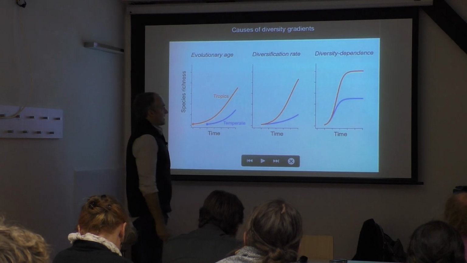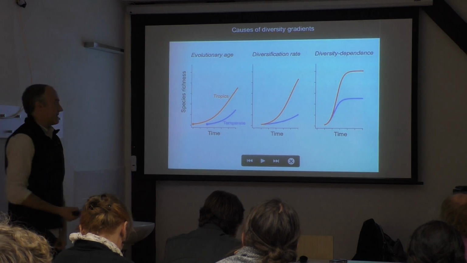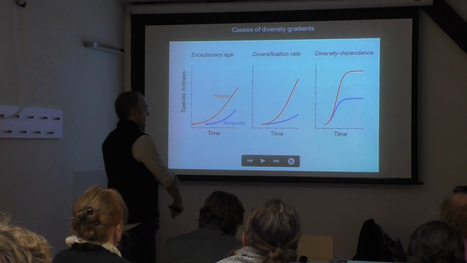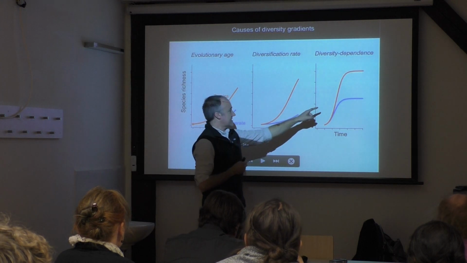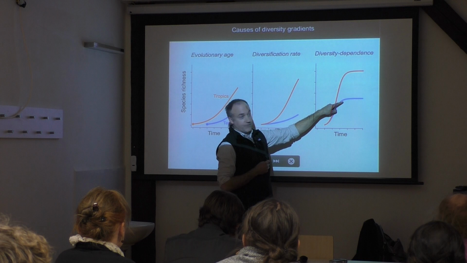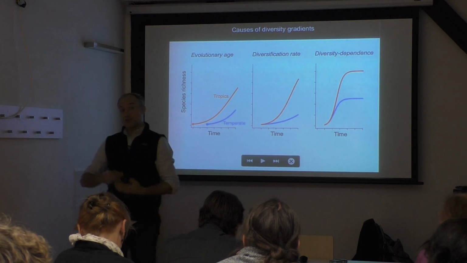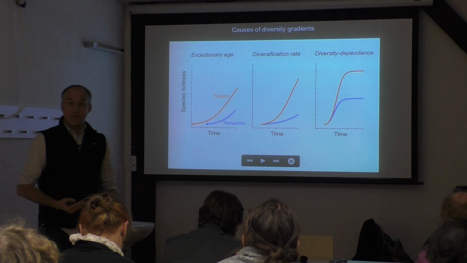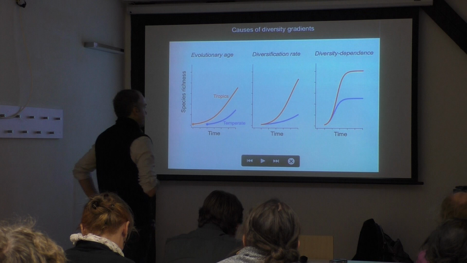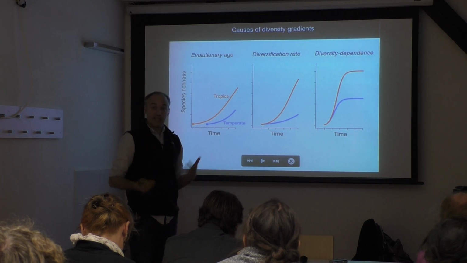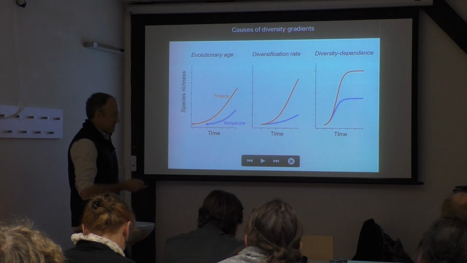And the third hypothesis is an equilibrium mechanism, or a diversity-dependent mechanism, where there are diversity-dependent feedbacks between speciation and extinction that cause species richness to be regulated at different levels in the tropics relative to the temperate zone. One interpretation of this would be a carrying capacity kind of argument. So this could be the idea that there are more niches in the tropics relative to the temperate zone. And there are other interpretations of that.